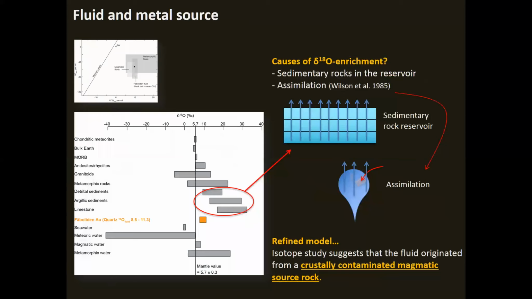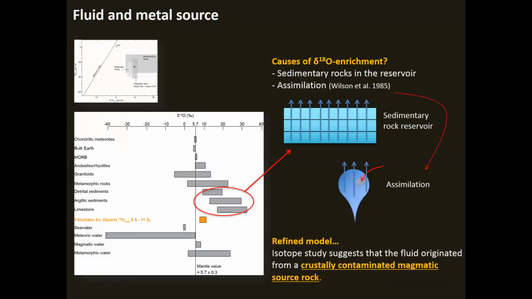Another possibility is assimilation of country rock. If you have a magmatic intrusion assimilating sedimentary rocks into it, for instance, that will also generate a higher oxygen isotope signature. And for both, in the Fäboliden area, there are two main granitic suites, the Revsund and Skellefteå, and both these suites show signs of assimilation of sedimentary rocks in them from the Wilson study from the mid-1980s.